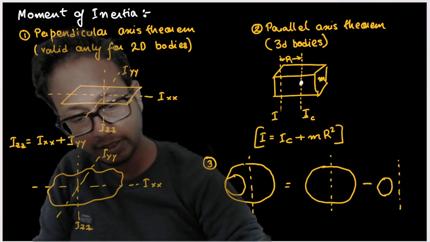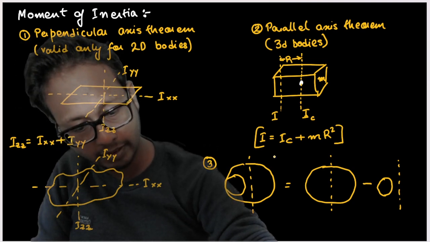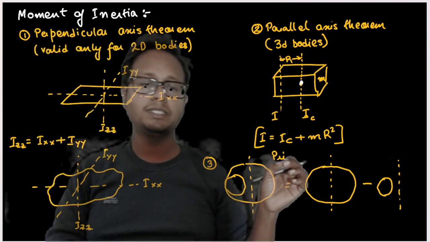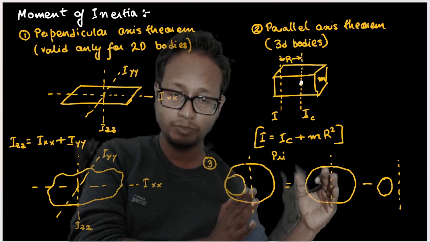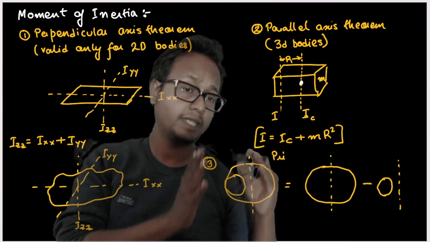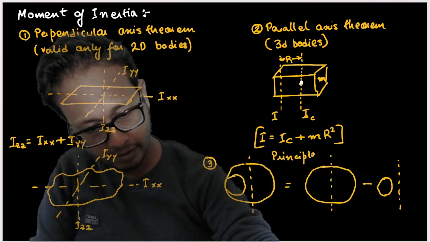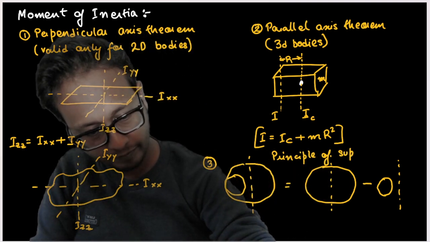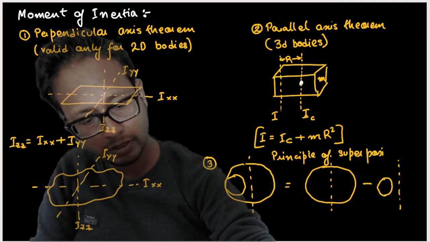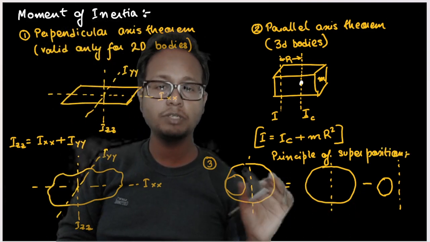So we are going to remember these three theorems to find the moment of inertia. This theorem is not exactly called the principle of superposition, but the method by which we apply it is very similar to the principle of superposition, which is why I have named it this. Superposition means you can add shapes to find the moment of inertia of the total shape.